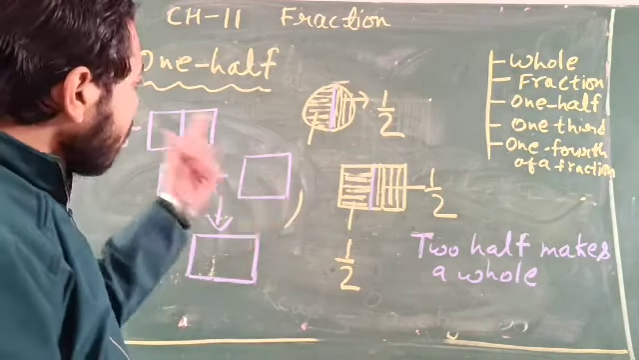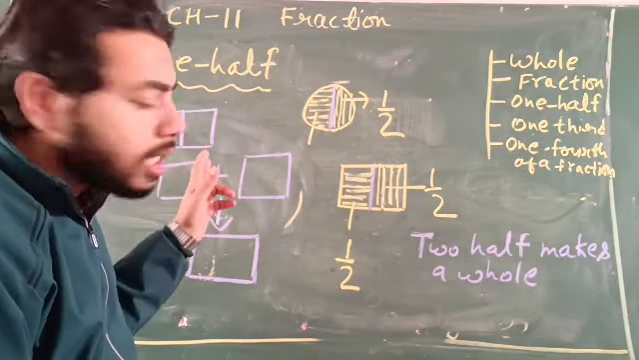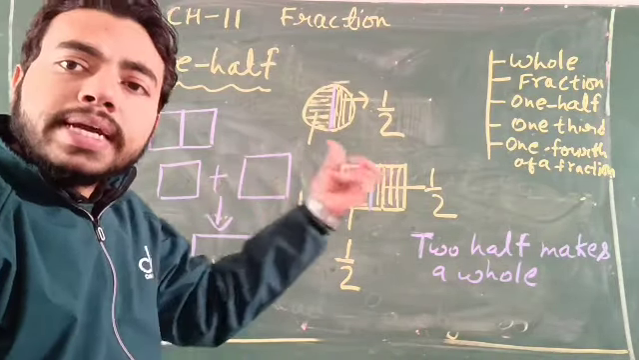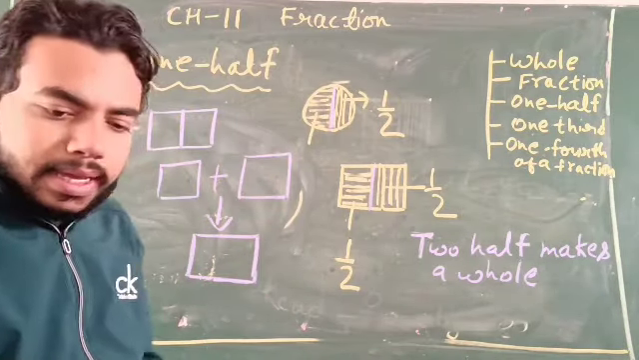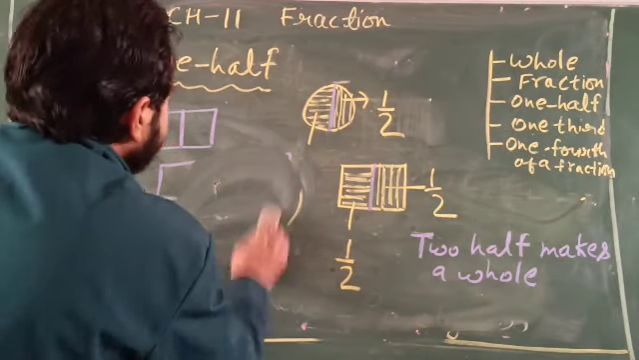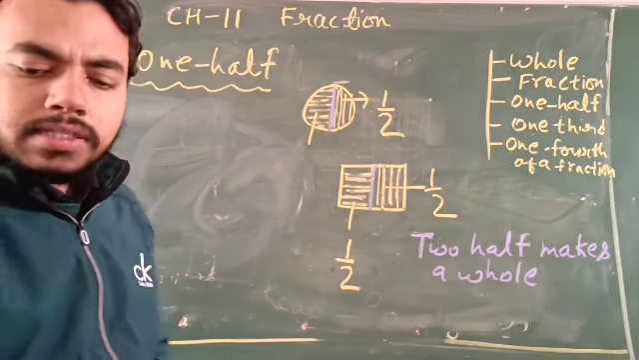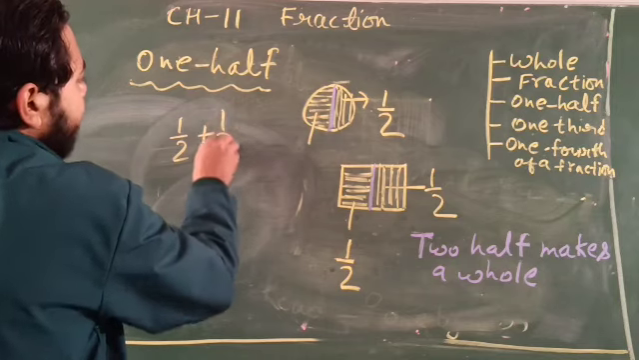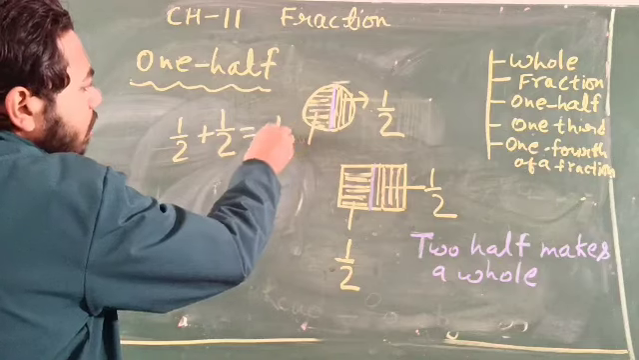In the previous example of the circle, we divided the same circle into 2 parts, and when we add the 2 parts, we get our original circle. So here we try to understand numerically that 1 by 2 means when we add 1 by 2 two times, we get 1, that is our whole.